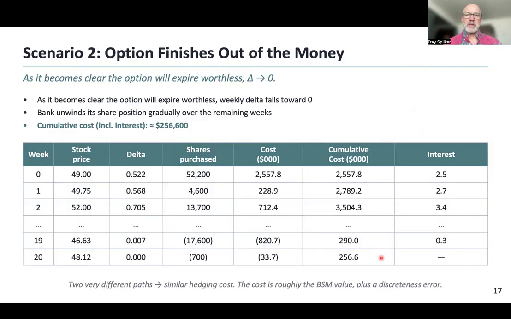And all we see here in terms of our cumulative cost is the actual cost of rebalancing of $256,000, which, again, is pretty similar to the cost of hedging if the share price went up in the prior slide of 263,000. Again, it's going to be different than the Black-Scholes-Merton price of $240,000 because we're not continuously rebalancing this. Rather, it's because of our discrete weekly rebalancing frequency.